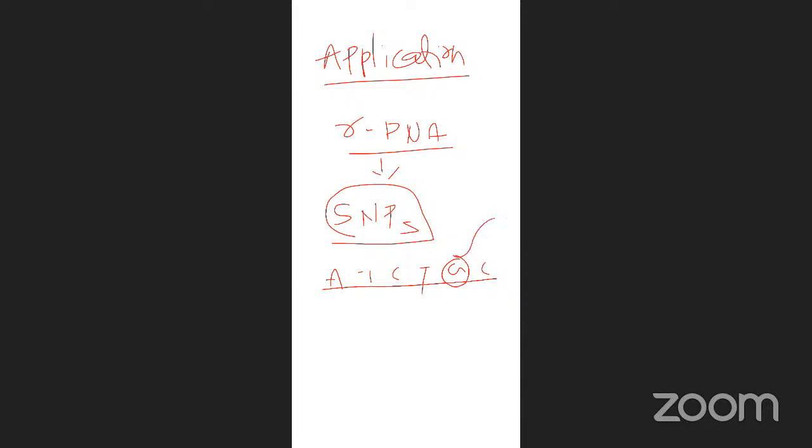What happens if the gene sequence changed? Automatically, the genetical character also changes. Right? I will explain later in SNPs, that is single nucleotide polymorphism. Polymorphism means changes only.